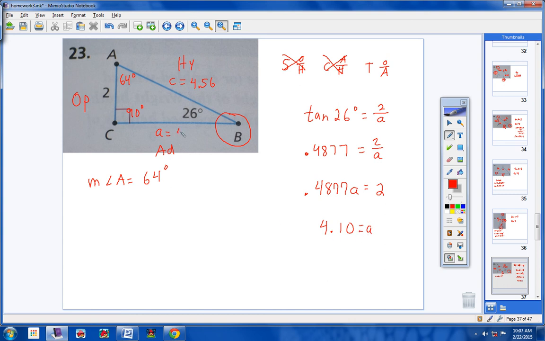And there we go. Alright, I really should have listed them out down here. C equals 4.56. Little a equals 4.10. Okay, there we go. Moving on to number 24.